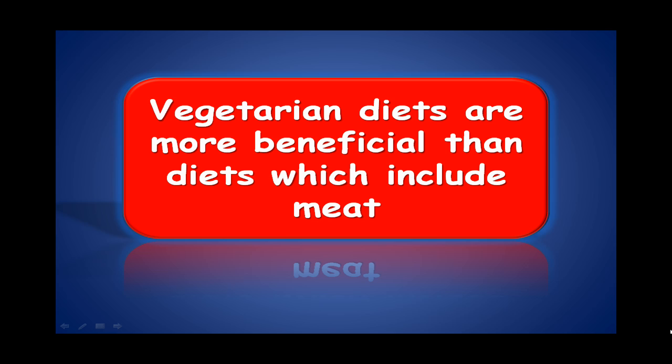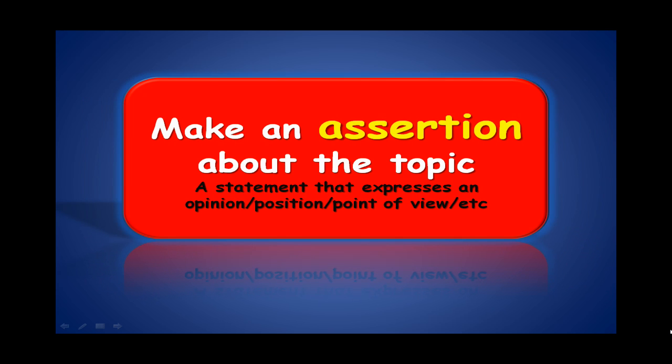Here's an example. Vegetarian diets are more beneficial than diets which include meat. This is debatable because not everybody agrees. There are some people who agree and some people who disagree with this. But what about your opinion regarding this? Well, you will need to make what we call an assertion about the topic. An assertion is just a statement that expresses an opinion or a position or a point of view.